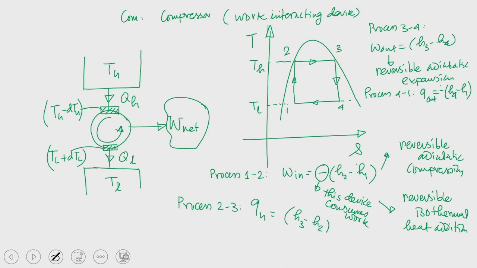So, this negative sign again, because heat is rejected from the system. And this is again reversible isothermal heat rejection. So, we could identify four different processes from this particular cycle, and this is known as the Carnot cycle. So, this is the ideal vapor power cycle, that is the Carnot cycle.